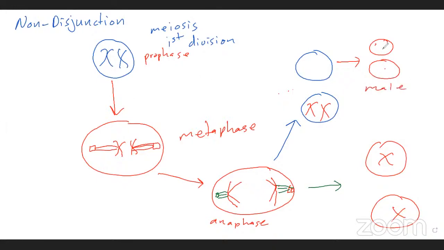So let us focus on this. What I'm explaining here is non-disjunction, where the chromosomes did not separate. The diagrams in red are what should happen. This one in blue is non-disjunction. They are in the same cell. They did not separate, all right? So if they did not separate, one of them will be empty.